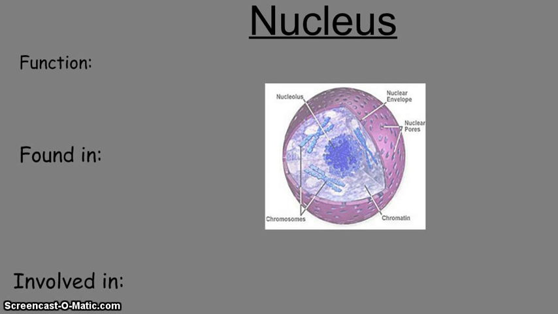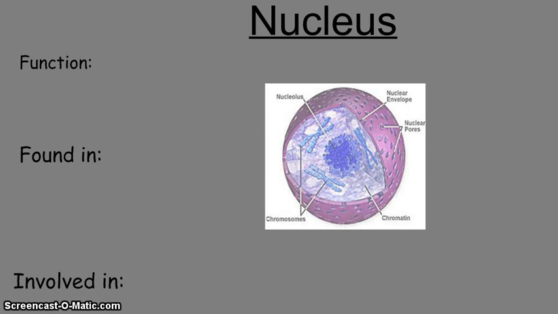So let's get going. The first part that we'll talk about is the nucleus. Now what you see on this screen is pretty standard throughout this presentation. We'll talk about its function or its job, where it's found in terms of both plants and animals, prokaryote or eukaryote cells, and what processes it is involved in. In this case, you'll see a picture of a nucleus.